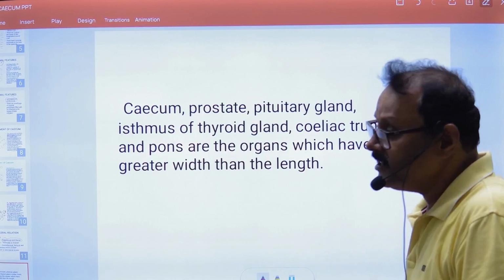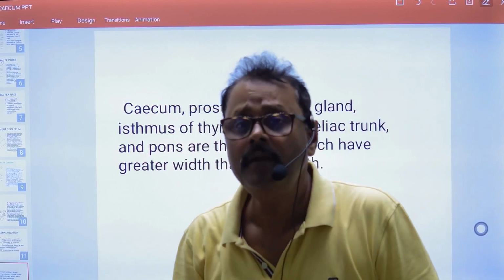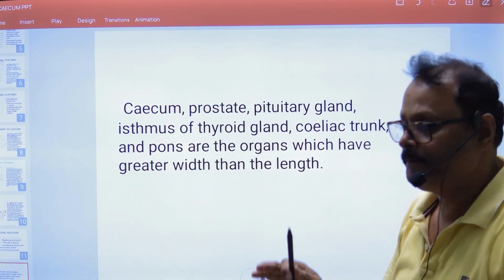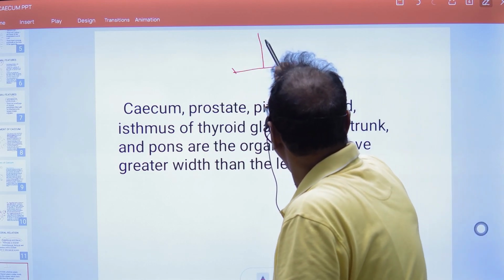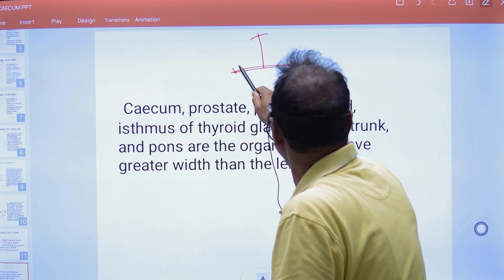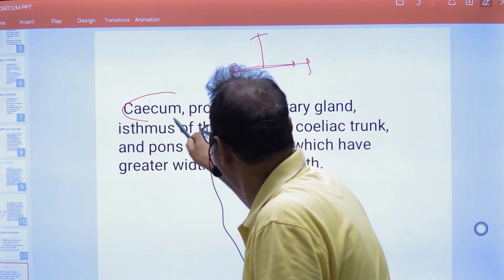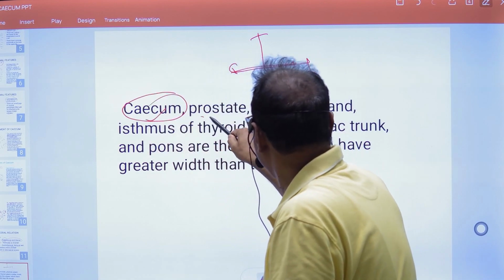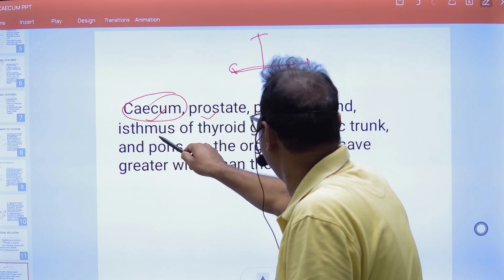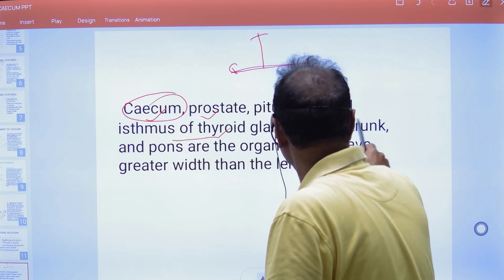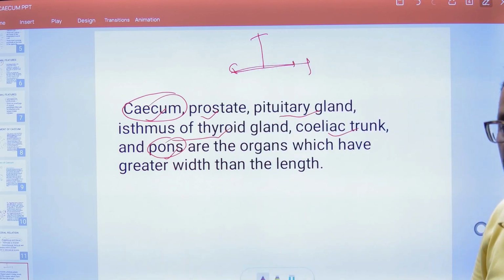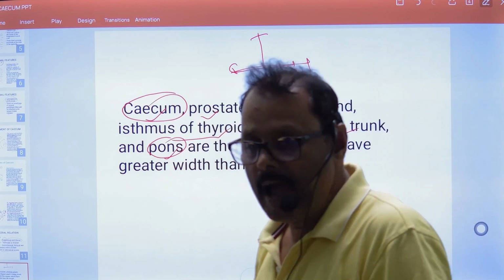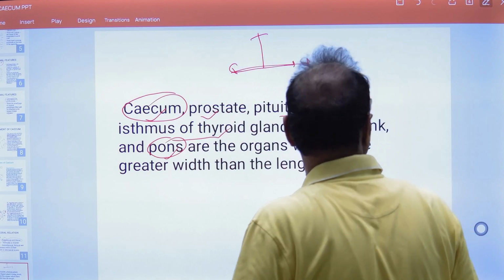Now there are structures which have more breadth than length, where the diameter is more than the length. In that series, we have seen the cecum. Next are the prostate, the pituitary gland, the isthmus of thyroid gland, the celiac trunk, and the pons, structures where we get more diameter than length.